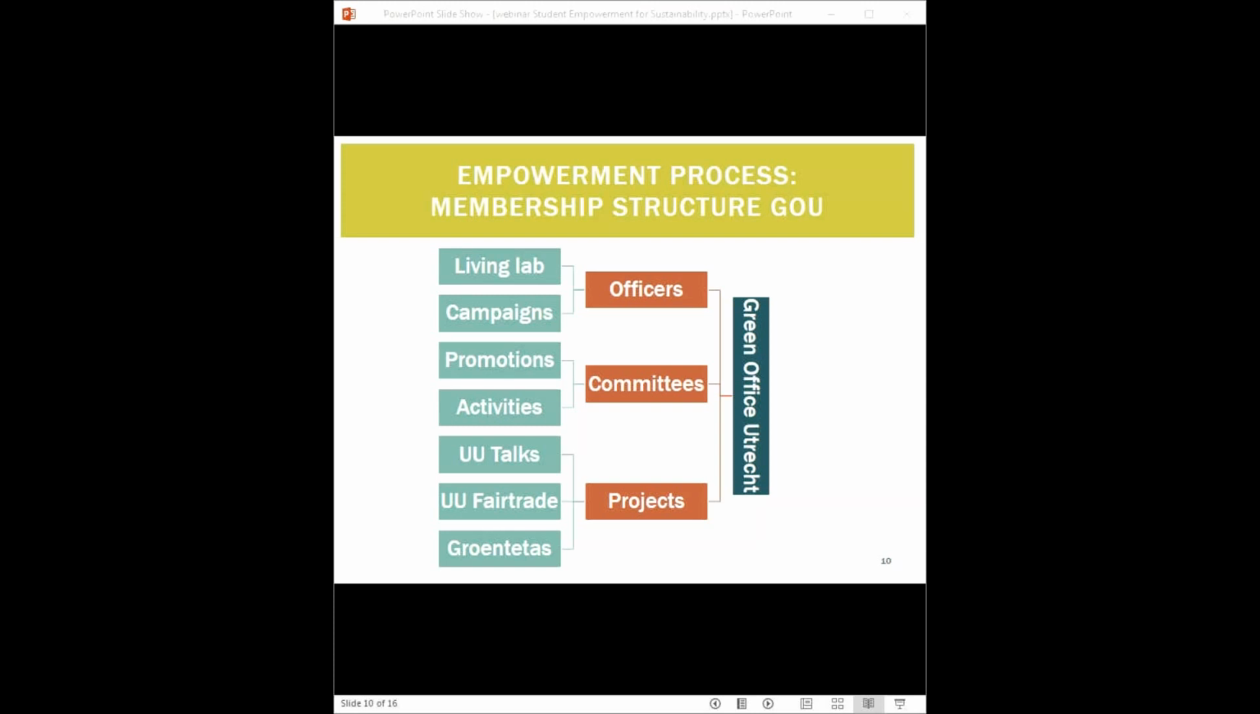So yeah, it's really successful. It's a big difference. In Utrecht also, they went from 10 volunteers to 40, 50. So I would say yes.